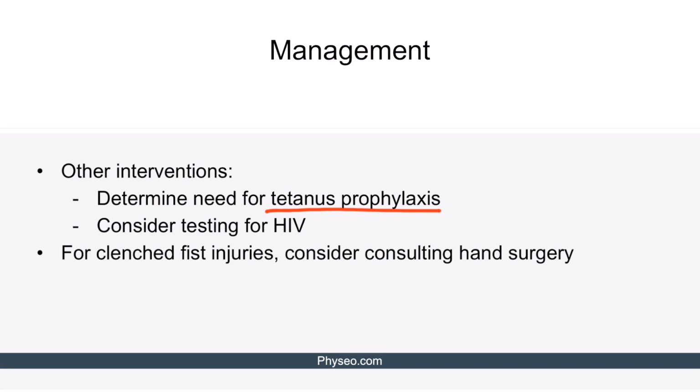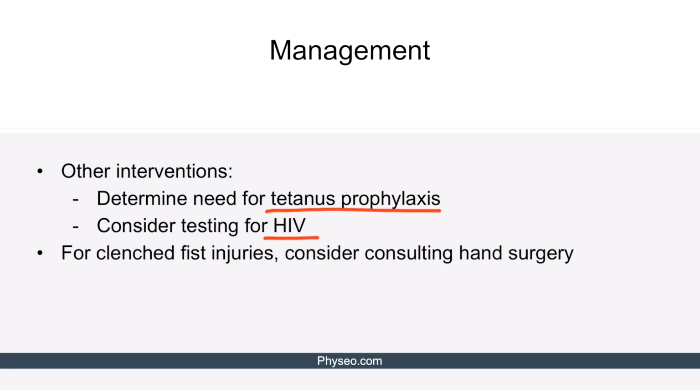You may also consider testing for HIV. But honestly, the likelihood of transmission of viruses via a bite wound is so small, especially if there's not exposure to a lot of blood. So in other words, the person causing the bite, are they also bleeding? So as we mentioned before, viruses just are not likely to be transmitted through a human bite, and that includes HIV.